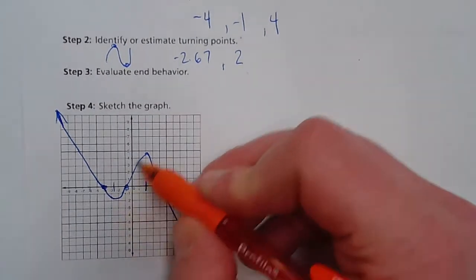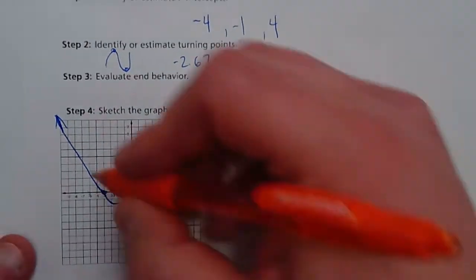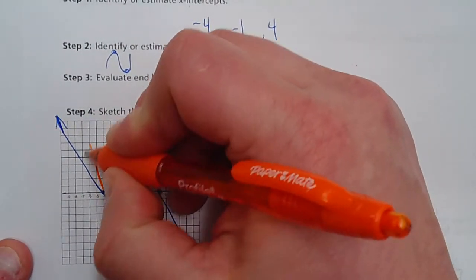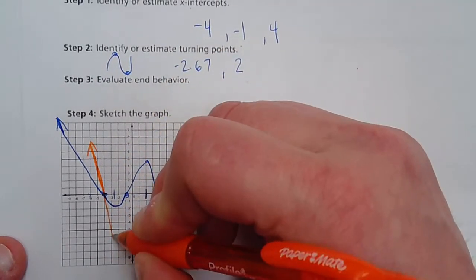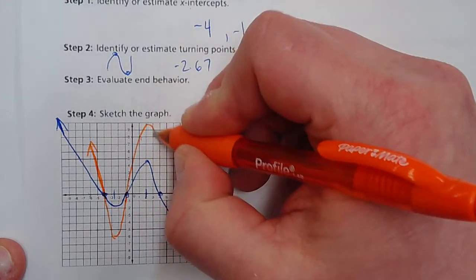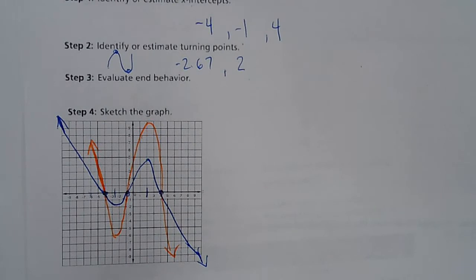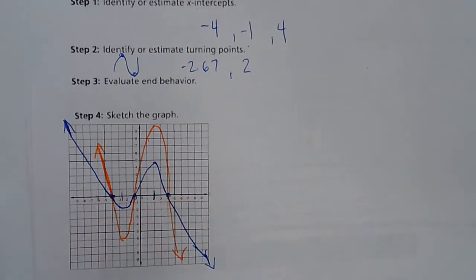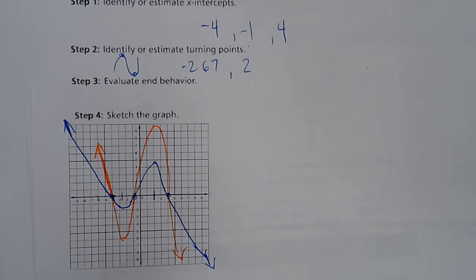We don't know how high or low these little relative max and minimums are. So just for example, another correct version of this could look something like this. It could go down really far, turn, go up really high, turn. It could be a little bit steeper like that, but it's still showing all the exact same things. It's got the same x-intercepts, the same turning points, the same end behavior. So again, we're making a sketch based off the information that we have.